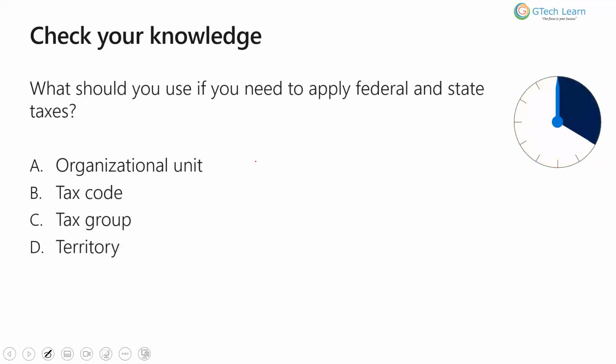Now the next question we have in line is: what should you use if you need to apply federal and state taxes? Is it option 1, organizational unit, option 2, tax code, option 3, tax group, or option D, territory? So let me start the timer now, and let's have our answers in the chat.